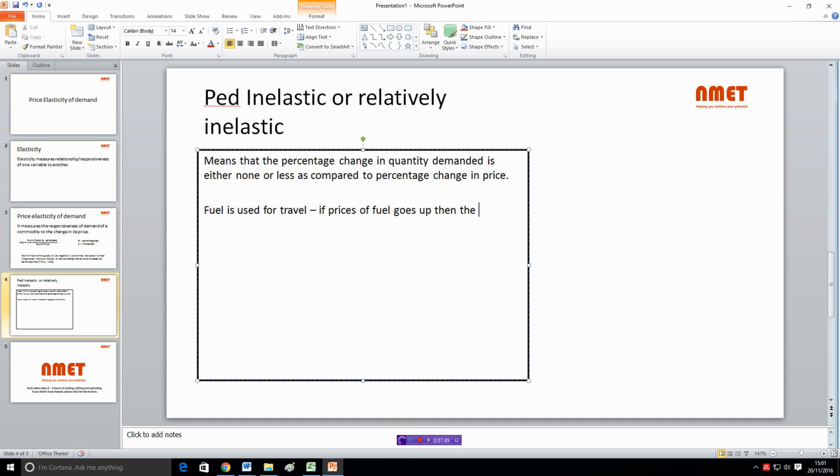Let's say the price of fuel has gone up by 10%. Then the consumption, will it drop? Yes, you're absolutely right to say fuel consumption will drop.